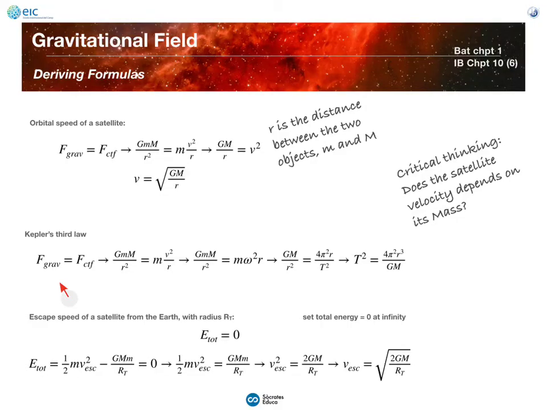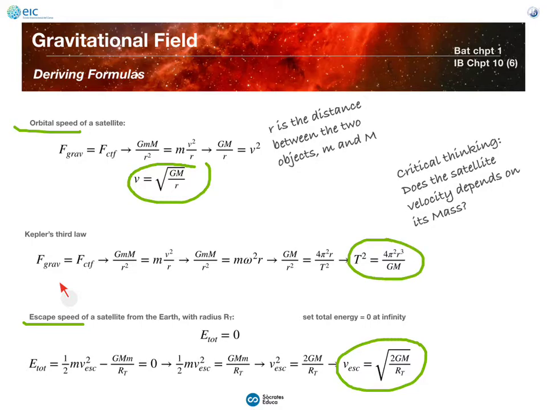Hi again, welcome to this physics section where we are going to revise where the formulas come from. In particular, we are going to look at three formulas. We're going to look at the formula for the orbital speed, the formula for the escape speed, and the formula for the orbital period. Okay, three formulas or three equations.